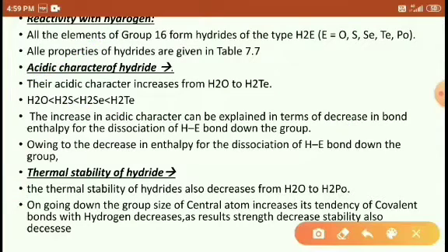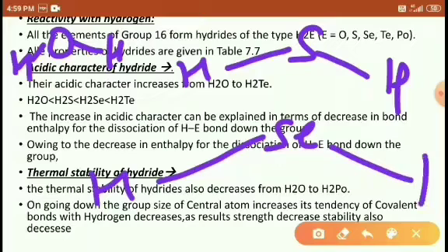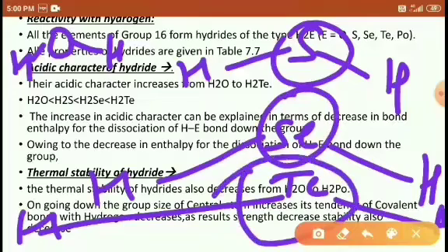So why are these acidic characters exhibited? Look here students. This is H2O, and the next is sulfur, selenium, and the last one is tellurium. Right students. When you compare here, the central atom size increases as the atomic number increases. So the hydrogen atoms are weakly held with these species.